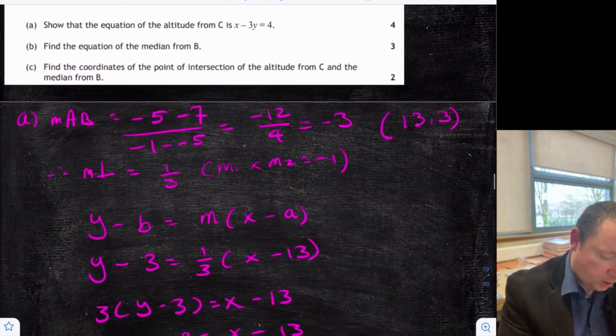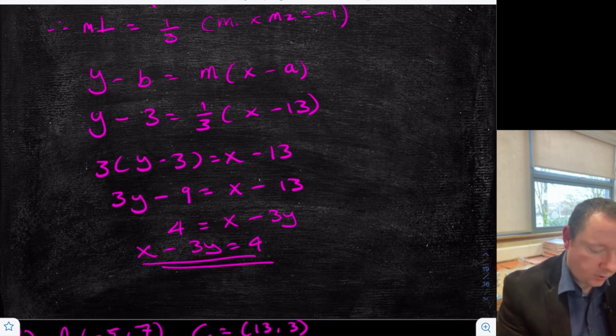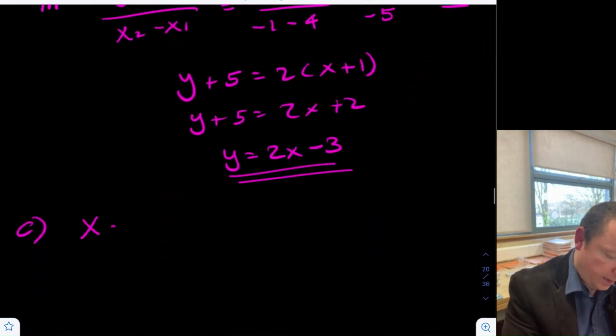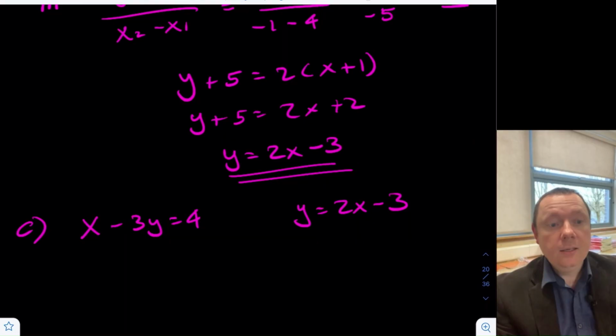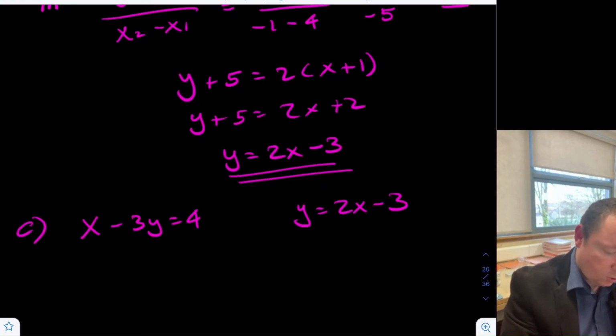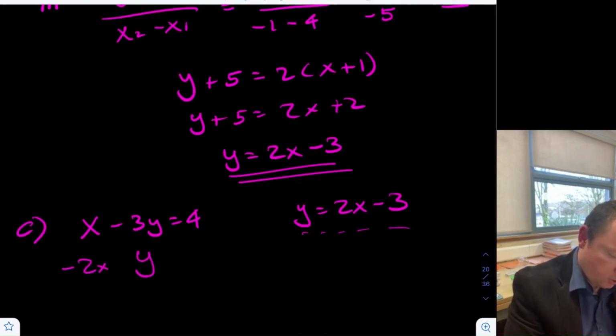So we've got 2 equations. We've got x minus 3y equals 4, and we've got the other one we've just worked out. So let's note these down. x minus 3y equals 4, and y equals 2x minus 3. Do this any way you want, but I'll just make them both look the same. So taking this one and putting it underneath, we've got minus 2x plus y equal to minus 3, and we've got 2 simultaneous equations we can solve.